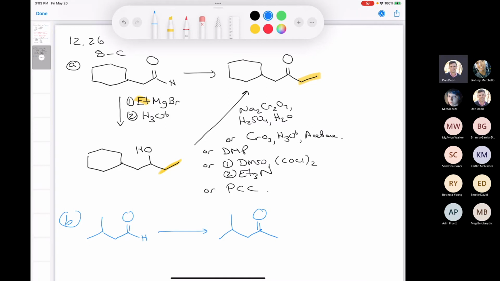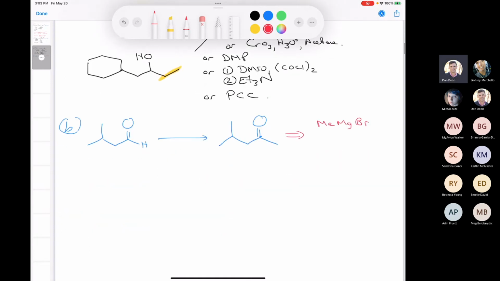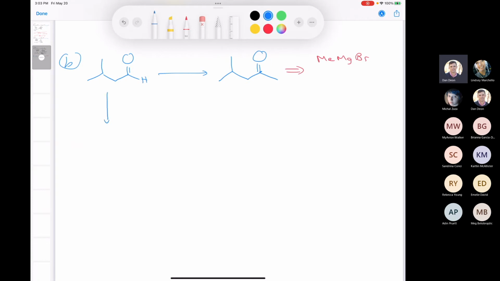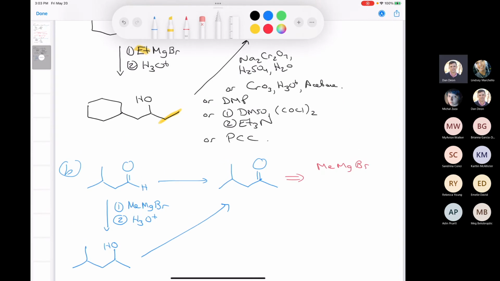Exactly. Thanks, Lindsay. Great. So if I only need to add 1 carbon, then I know that I'm going to use methyl magnesium bromide, or you could put methyl magnesium chloride. That's fine too. And I already have my aldehyde. And thus, all I need to do is take that aldehyde and treat it in the first step with methyl magnesium bromide, and then in the second step with H3O plus, and that gives me this compound here. So I end up with a secondary alcohol, and then I want to oxidize that to a ketone, and thus I could use any one of these ways of oxidizing.